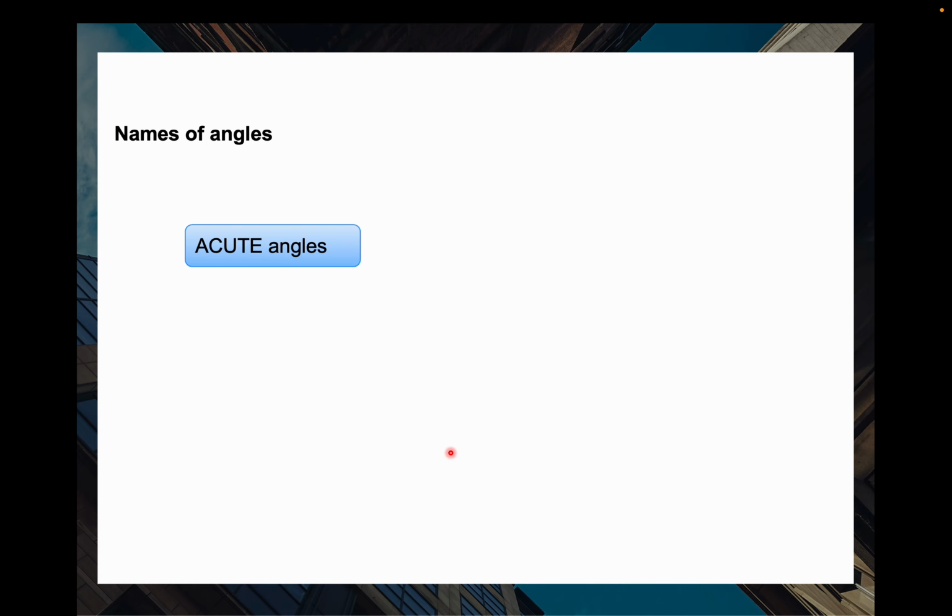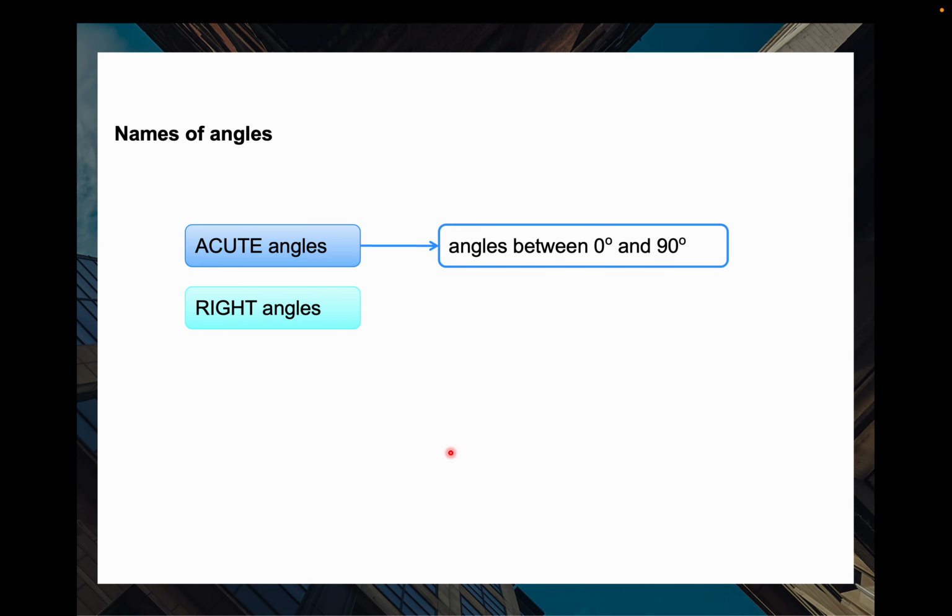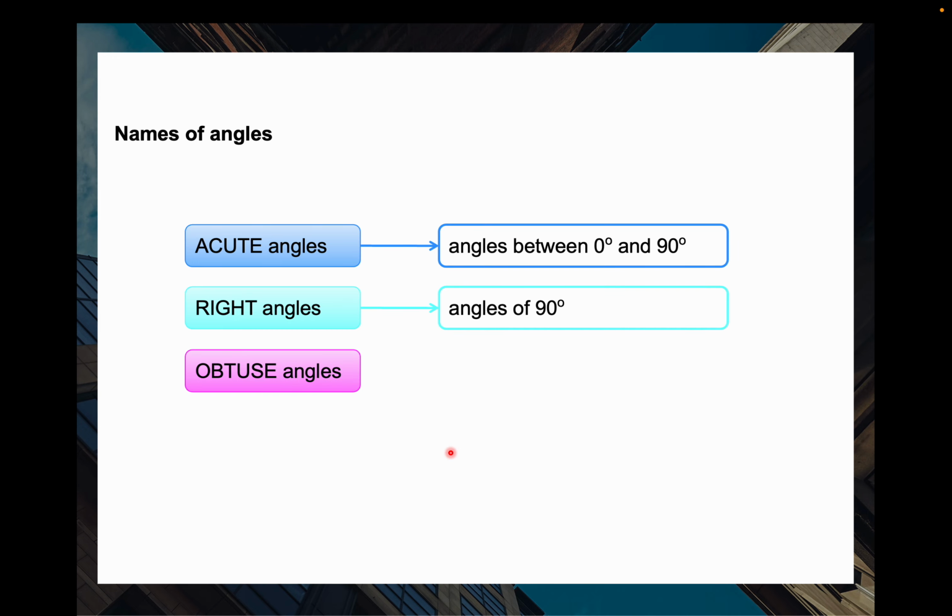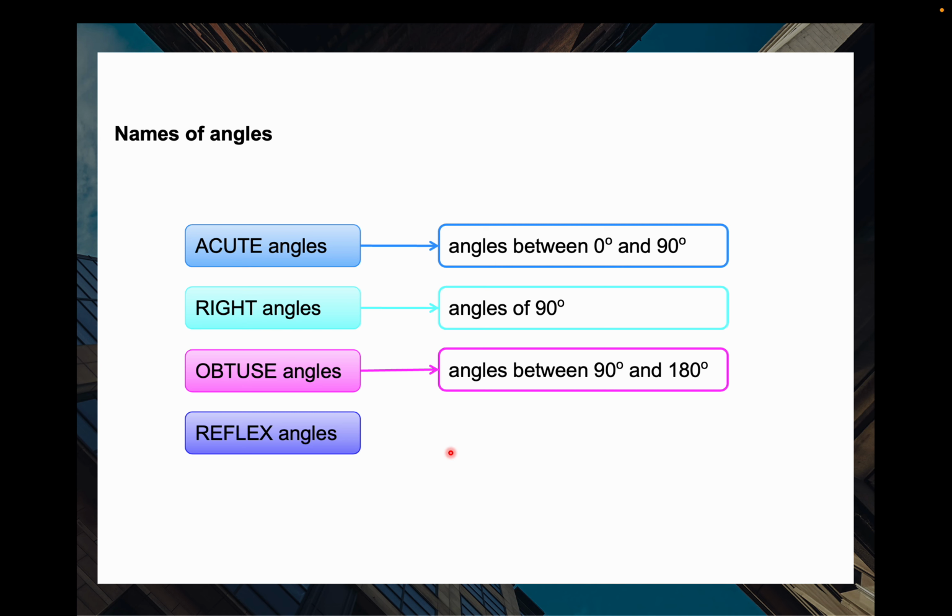We have an acute angle when the angle measures between 0 degrees and 90 degrees. When the angle measures exactly 90 degrees, we call this angle a right angle. When the angle measures between 90 and 180 degrees, we call this angle an obtuse angle. And whenever the angle measures more than 180 degrees, we call this a reflex angle.